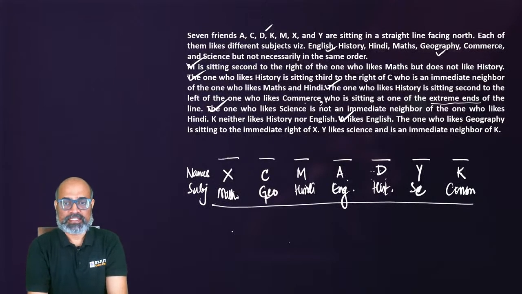So this statement which said the one who likes history sitting second to the left of the one who likes commerce, a comma should have been there, who is sitting at one of the extreme ends of the line.